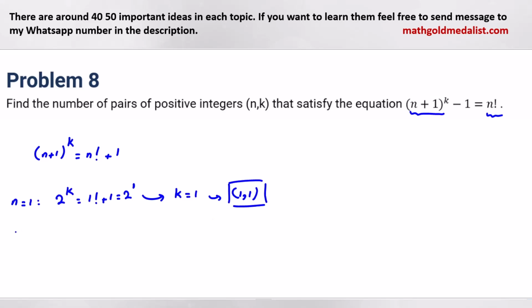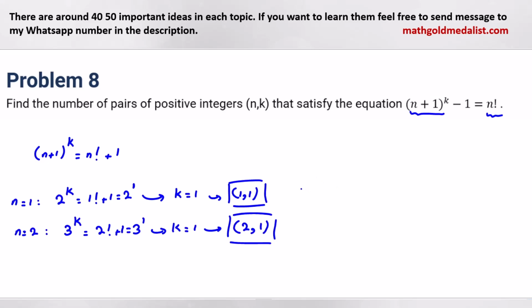Now let's check n equals 2. So it will be 3 to the k is equal to 2 factorial plus 1. Again, 3. So k is 1. So next answer is n is 2, k is 1. Now let's check n equals 3. If we check n equals 3, it will be 4 to the k is equal to 3 factorial plus 1. 6 plus 1, 7.